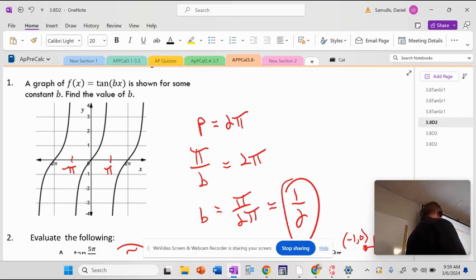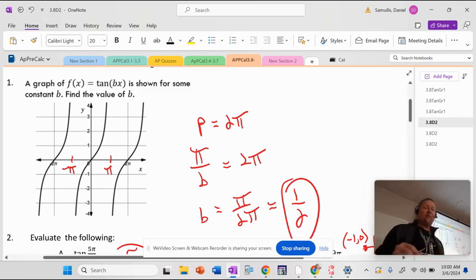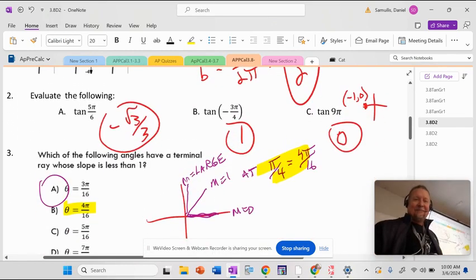Typical. All right. So anyway, pi over b equals 2 pi, then switch them. And then that means in the equation, b would have to be a half. How many people got that right answer? Because he copied. Next. I'm just kidding.